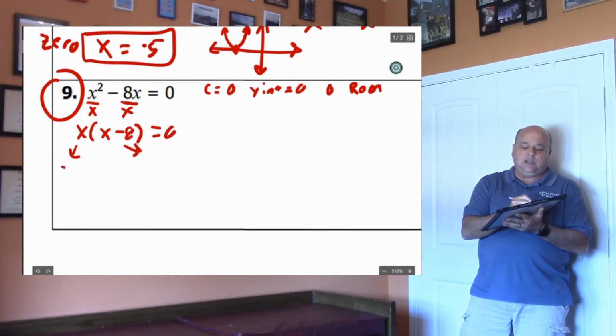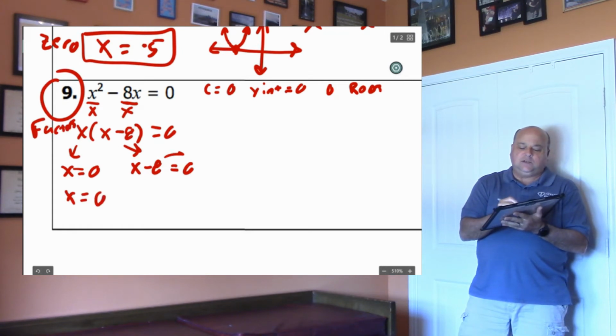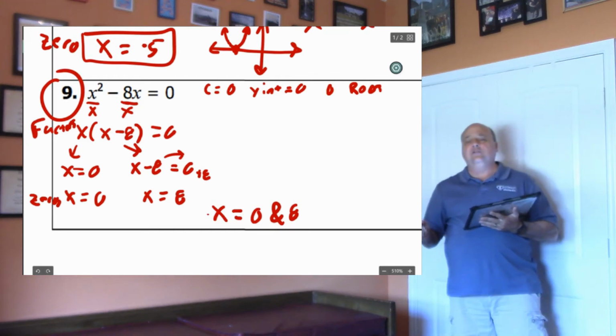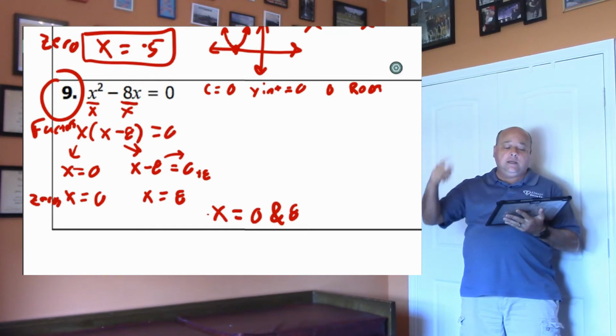Set each of these equal to 0. These are the factors, and these are your zeros. x equals 0, move over the 8, you'll get x equals 8, won't you? So these are my zeros, right? So you would write that x equals 0 and 8. That's how you write down your zeros, okay? Can be two answers most of the time, okay?